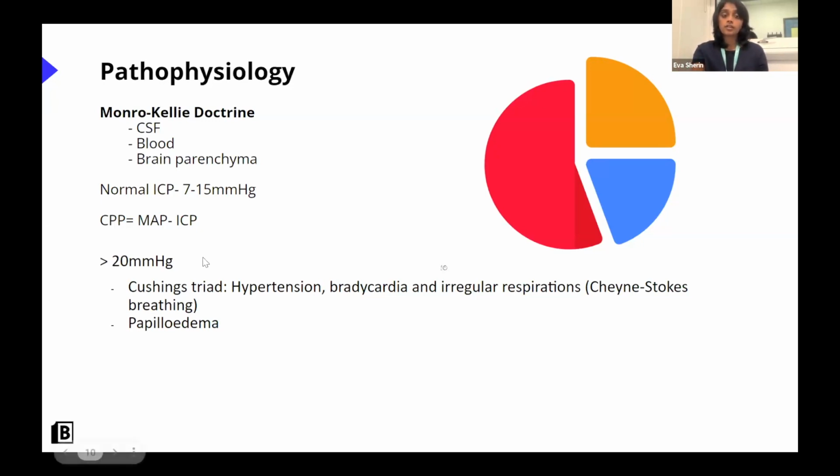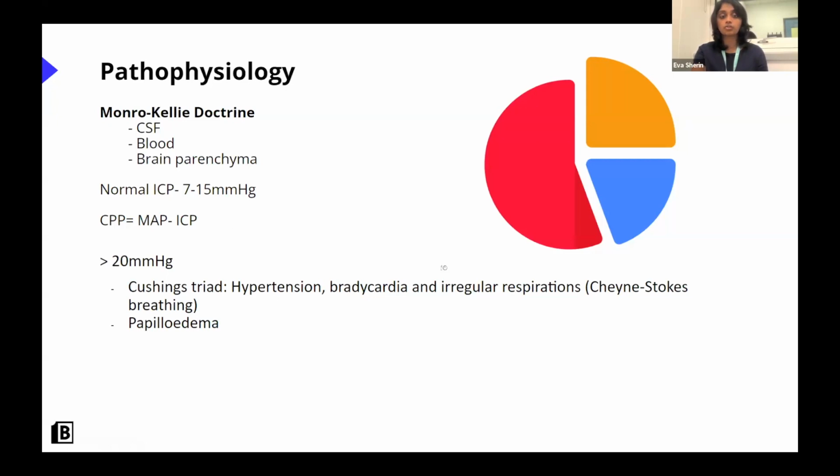And the normal intracranial pressure is obviously 7 to 15. We try our best to make sure that it's 7 to 15 throughout. We also try to make sure that the cerebral perfusion pressure during this period is maintained. That is, of course, your mean arterial pressure minus the intracranial pressure. And if it goes above 20 mmHg, that's when raised intracranial pressure comes in and you get all the signs and symptoms of raised intracranial pressure.